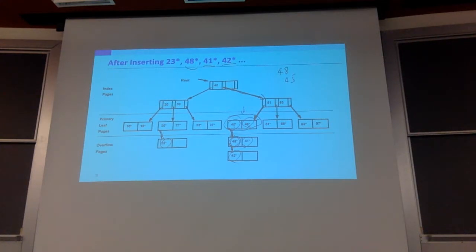Make sense? And what happens when we delete things? Suppose we are going to delete 42, 51, and 97 from the tree. Deletion is basically a search followed by a deletion operation. So you find the pointer for 42, that's here.